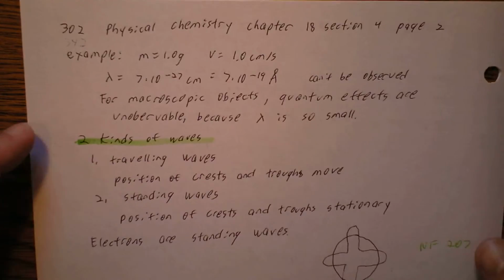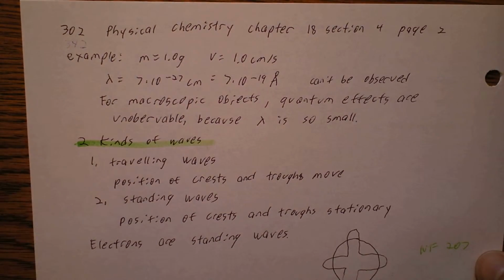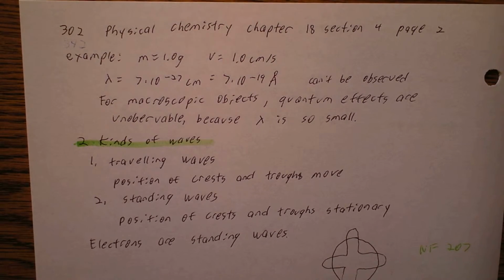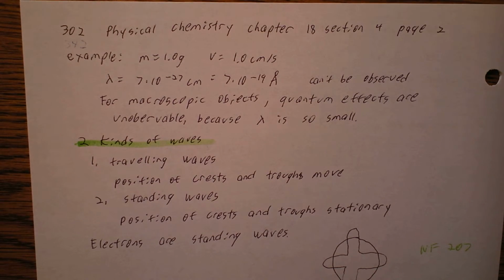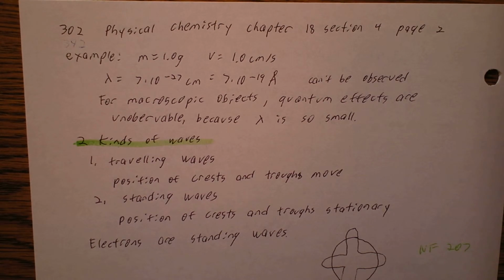Now here's an example. Let's say that you have a mass of 1 gram. Its speed is 1.0 centimeters per second. Then the lambda would be 7 times 10 to the negative 27 centimeters, or 7 times 10 to the negative 19 angstroms. Something that tiny can't be observed. For macroscopic objects, the quantum effects are unobservable because lambda is so small.